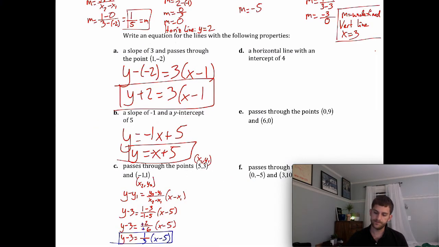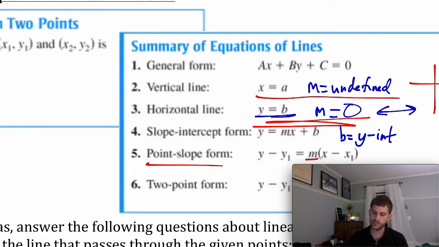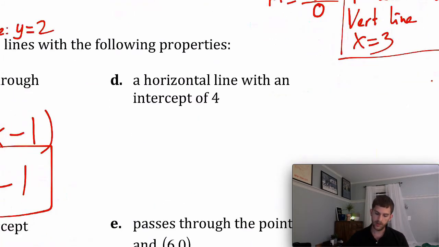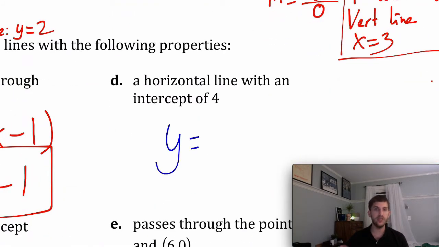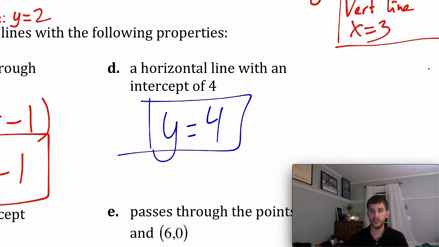Letter D, a horizontal line with an intercept of 4. Let's scroll back up and talk about horizontal lines. A horizontal line is y equals b. That's it. It's that y-intercept that we talked about when we talked about slope-intercept form. So we have y equals the b value, or y-intercept, of 4. That's it. Done. Put a box around it. Not too bad.